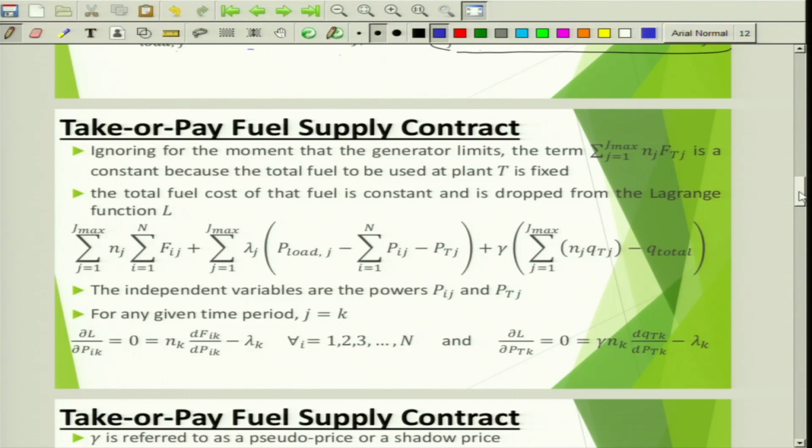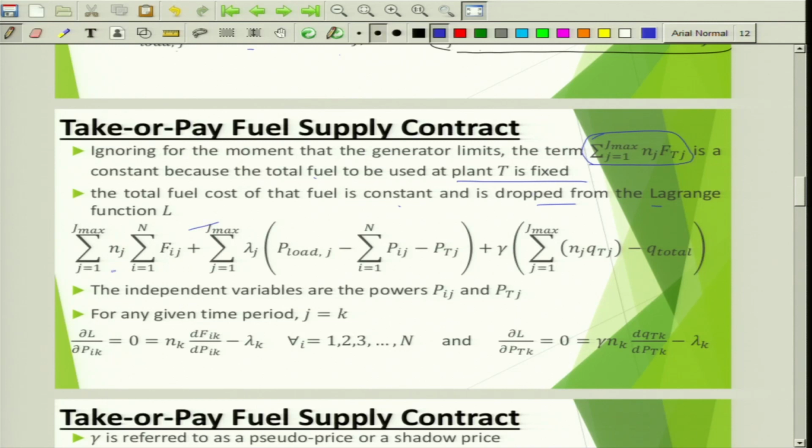And now, ignoring for the moment the generator limits, the term J is equal to 1 to J max Nj Ftj is a constant, right, because the total fuel to be used at plant T is fixed. For the time being, let us assume that this term is constant, because anyway the total amount of fuel that you use is fixed. Now the total fuel cost of that fuel is constant and is dropped from the Lagrangian function, it is not a variable anyway.